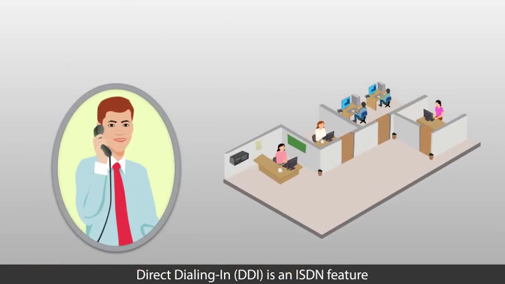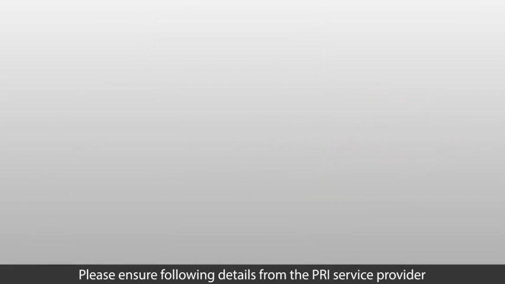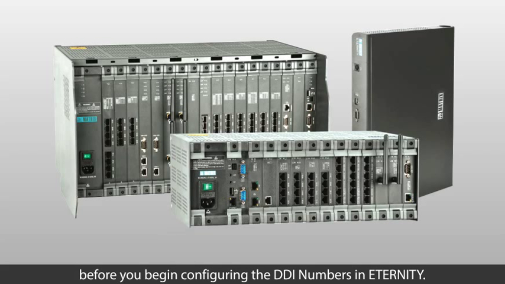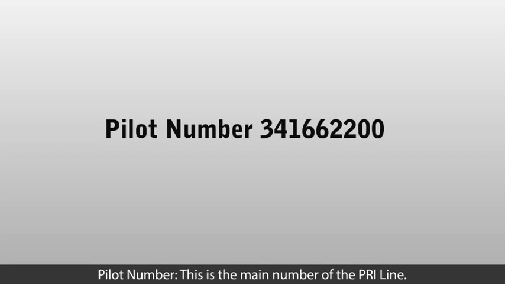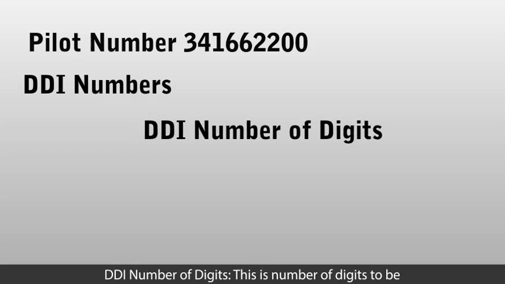Direct Dialing In, DDI, is an ISDN feature which allows the caller to call a particular extension directly without intervention of the operator. Please ensure the following details from the PRI service provider before you begin configuring the DDI numbers in Eternity. Pilot number: this is the main number of the PRI line. DDI numbers: range of directory numbers provided. DDI number of digits: this is the number of digits to be used for the directory numbers.